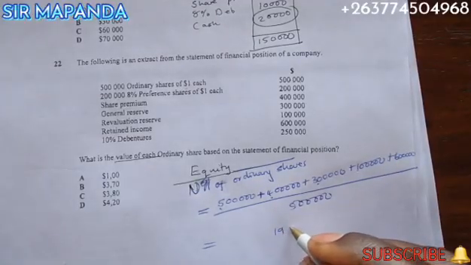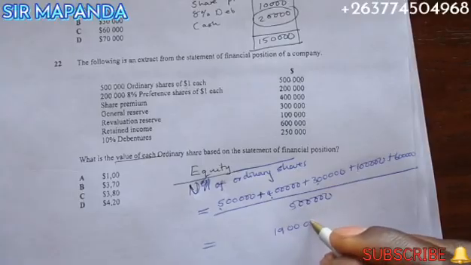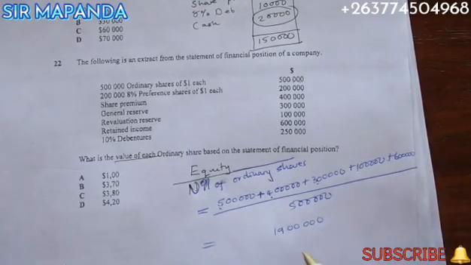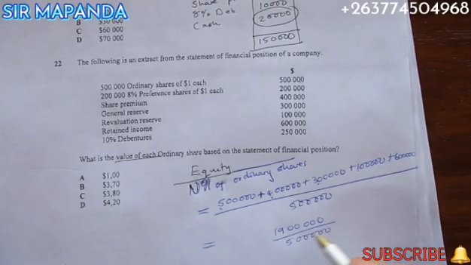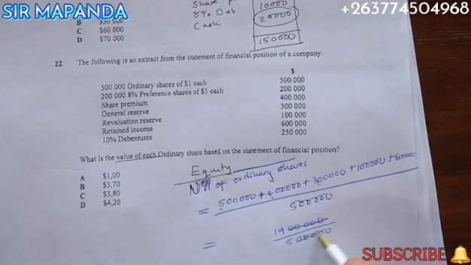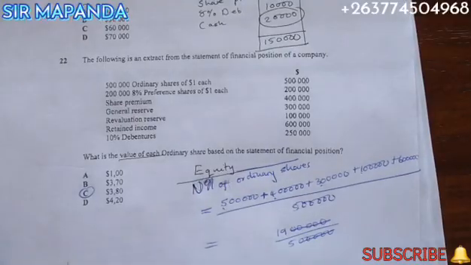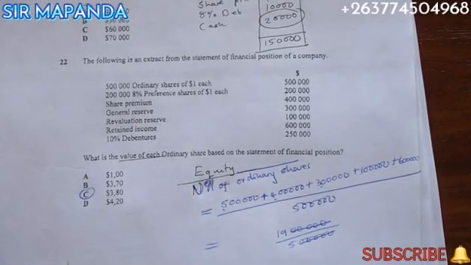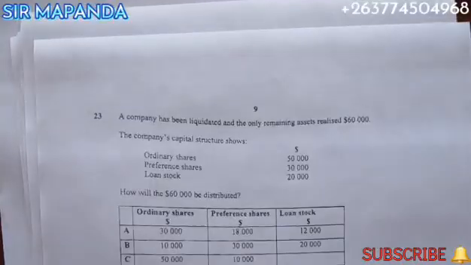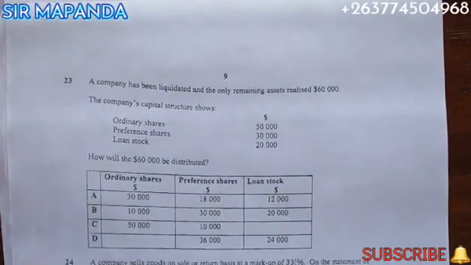So I'm going to write 19 and put 5 zeros in front. Then divide this by 500,000. The zeros cancel out each other. So 19 divided by 5, you get 3.8. So the answer is C, $3.80, which is our fair value. We move on to question number 23. I hope you are following class.